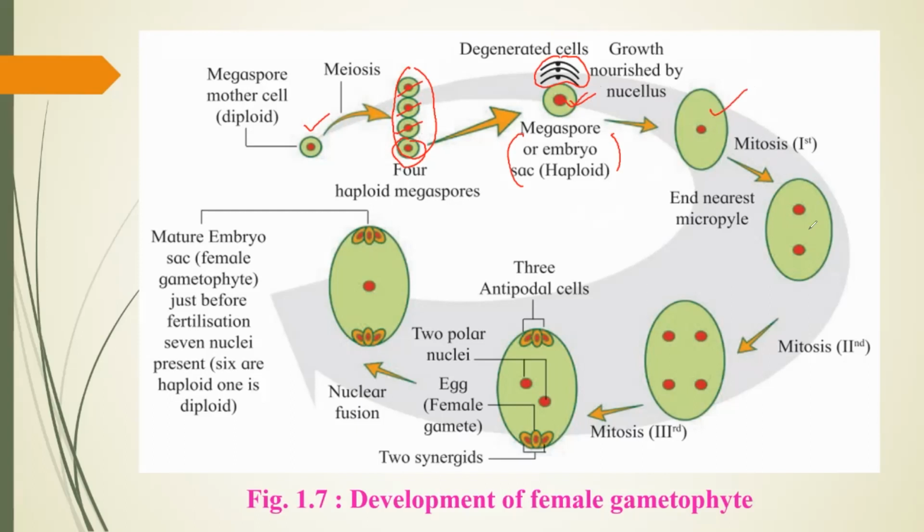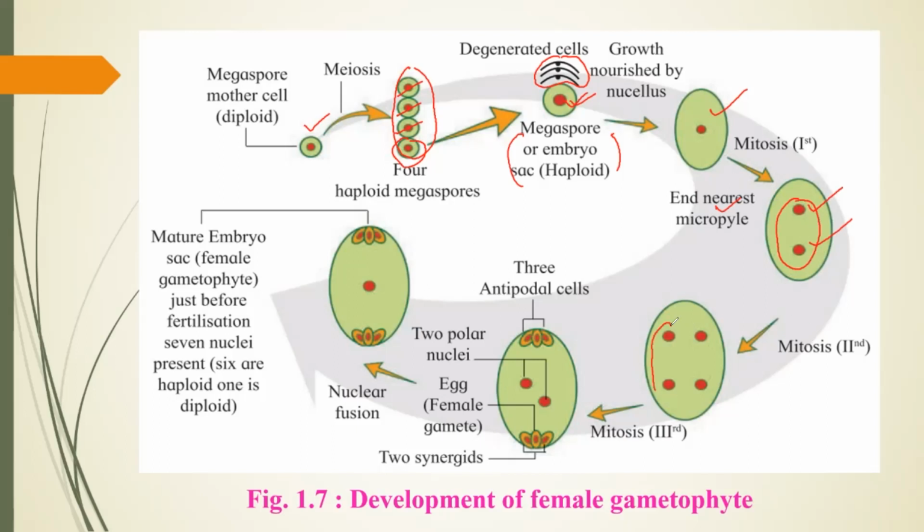It proceeds for mitosis. At the end nearest to the micropyle, we saw that the micropyle is the opening present at the apex side where the funicle joins the placenta, this cell undergoes mitosis and produces 2 nuclei. 2 nuclei are formed inside the cell. Again, it proceeds for mitosis.